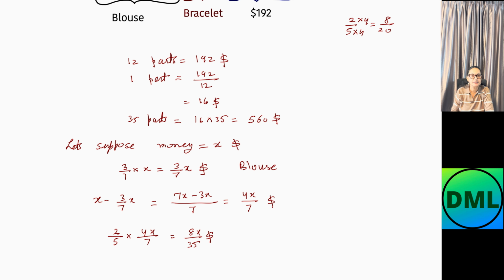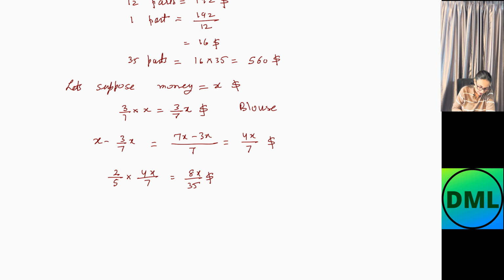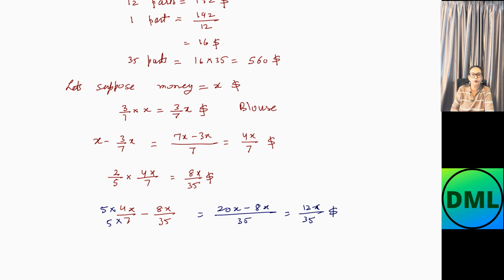How much money is left? We had 4X/7. Out of that she spent 8X/35. The remaining money is 4X/7 minus 8X/35. I need to make the denominator the same. If I make the denominator the same, this will be multiplied by 5. The answer will be 20X minus 8X divided by 35. 20 minus 8 is 12X divided by 35. This is the total money left.